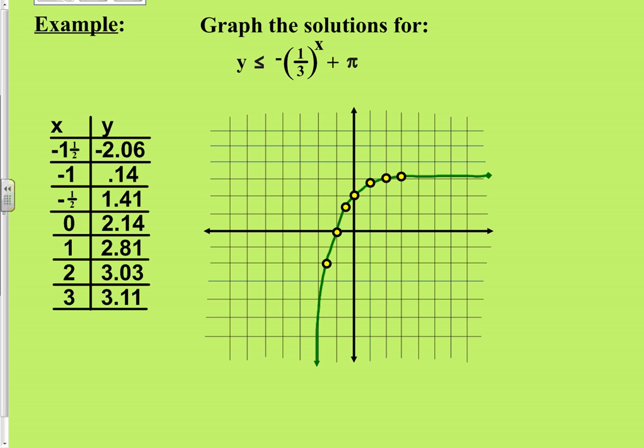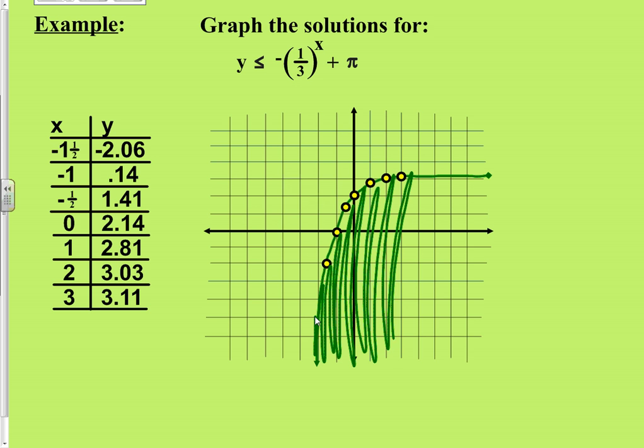And we need to figure out which direction to shade. Well, let's read the inequality. The problem says y is smaller than or equal to the curve. So where are the smaller values of y? They are downward. So underneath this curve, we will shade towards the smaller values.